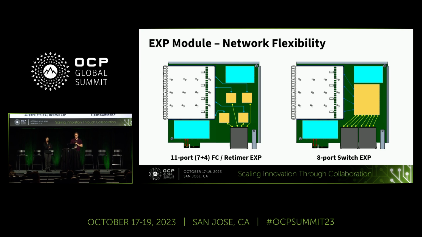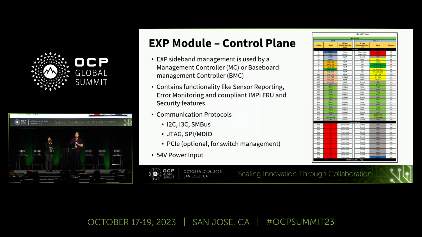And then over to the left, there's a picture of the 2C implementation, which is used for power and the control plane. Just to highlight some of the features we would support with that, this is the 2C connector for the control plane. This is where we get our management control interface. A lot of our communication protocols would go through here. And most importantly, the access to the 54-volt power input.